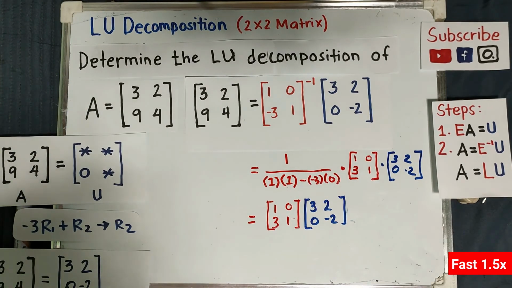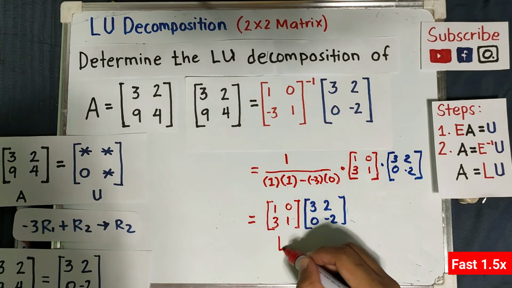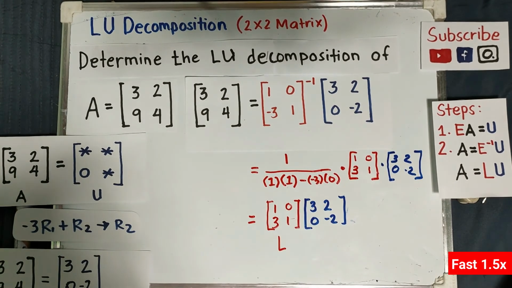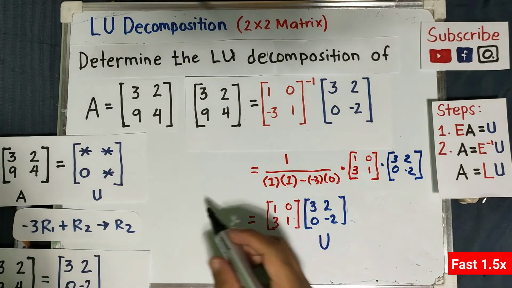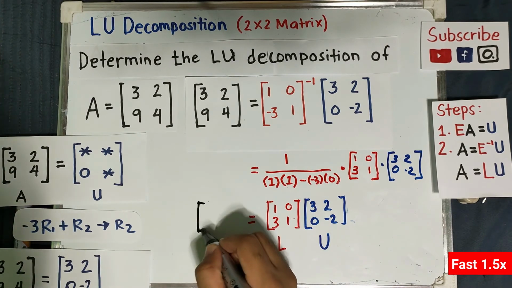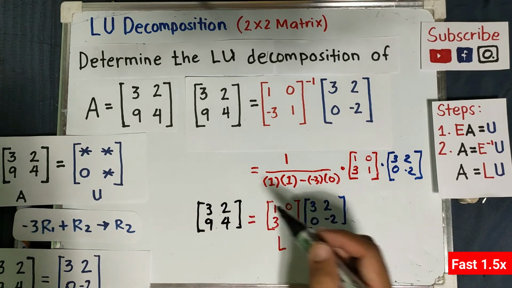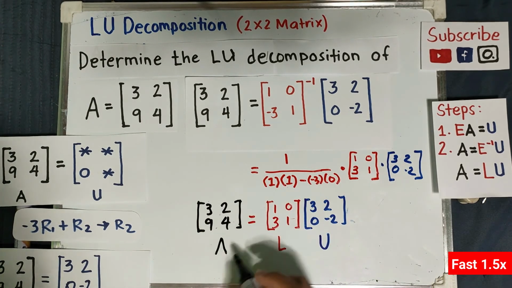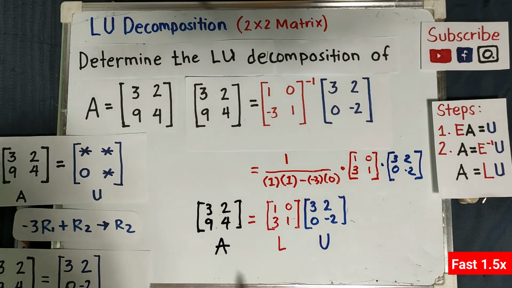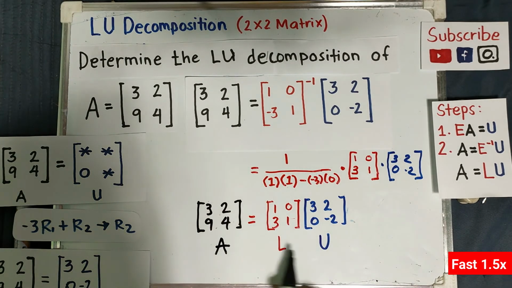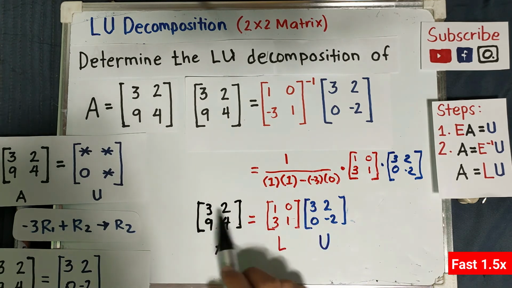Okay? So here we can now see our L, and beside that is our U. And here we write our given problem, which is the matrix 3, 9, 2 and 4. So this is our A. Now we have the answer. So this is now the LU decomposition of this matrix. Okay?